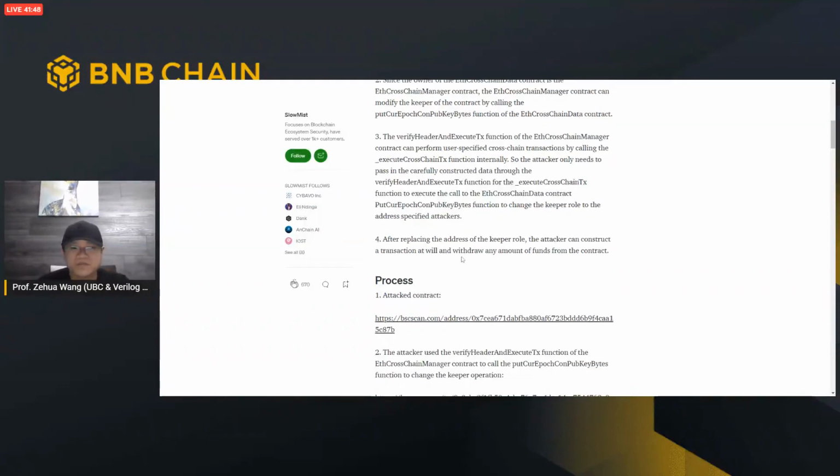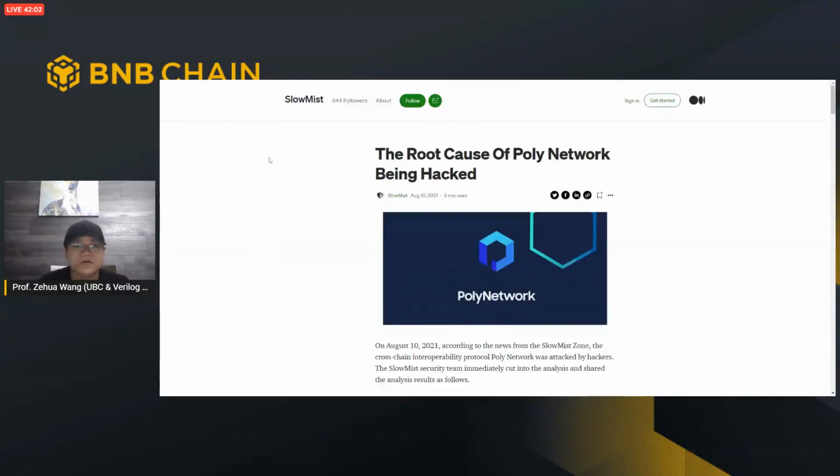After replacing the address of the keeper role, the hacker can construct a transaction at will and withdraw all the funds from this contract. That's the Poly Network hacking event.